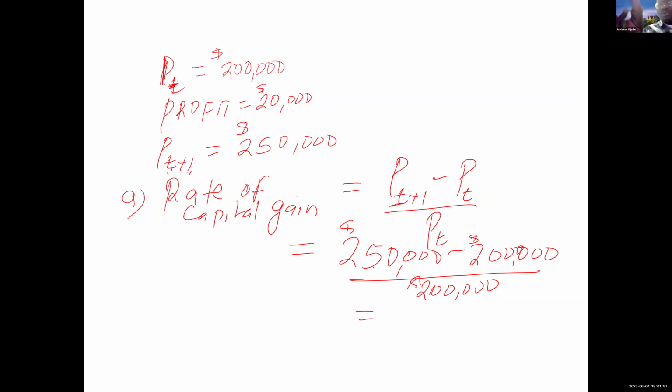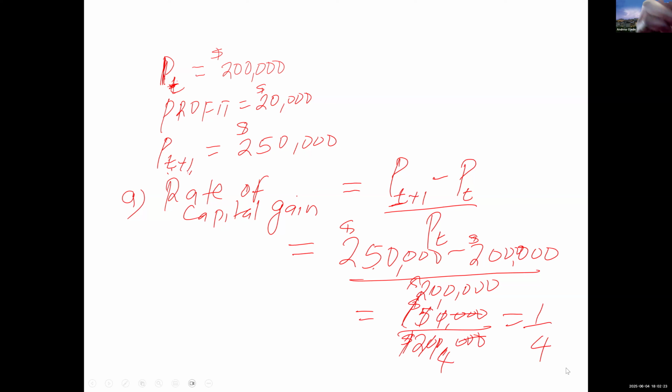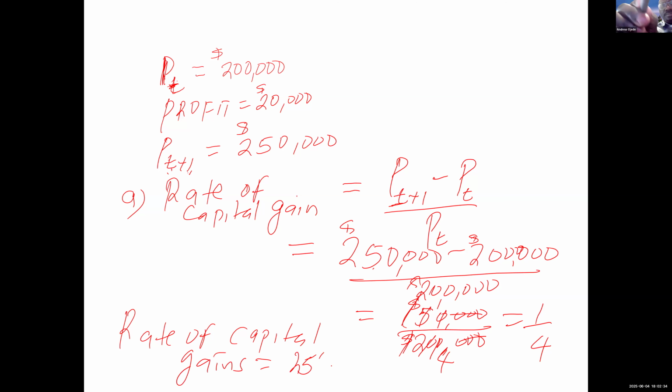So your rate of capital gains here, 250,000 minus 200,000, the numerator is going to be $50,000. Divide by $200,000. The dollar signs cancel, these zeros cancel, so you get 5 divided by 20, which is 1/4, which is 25%. So that means your rate of capital gains equals 25%, because 1/4 is 25%.